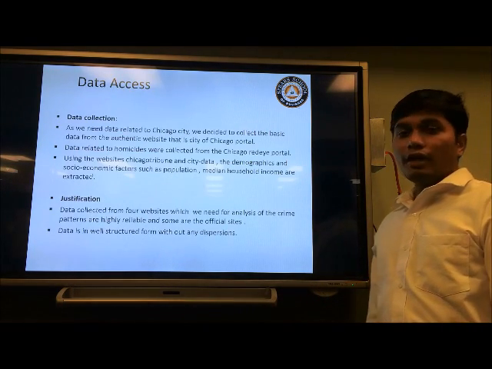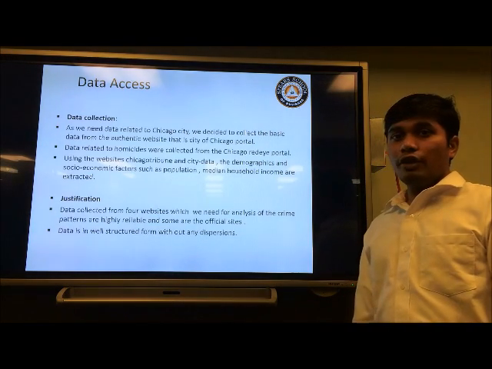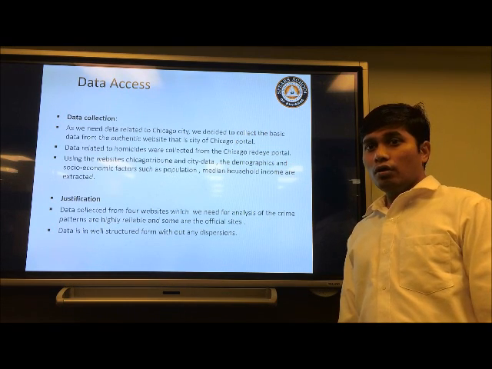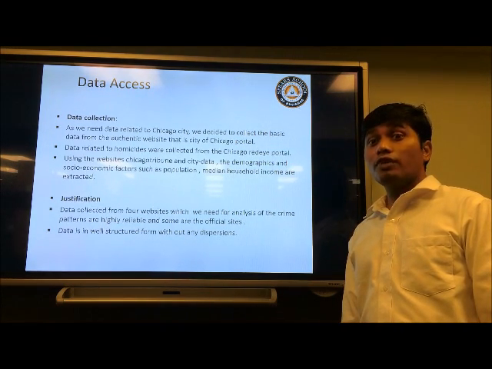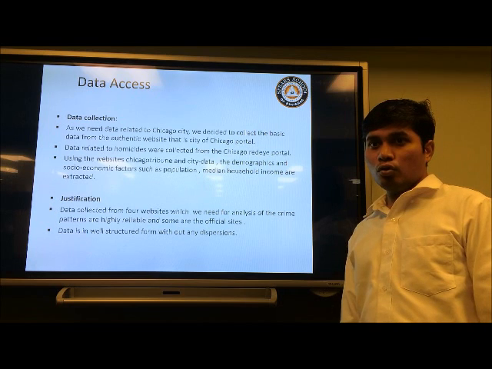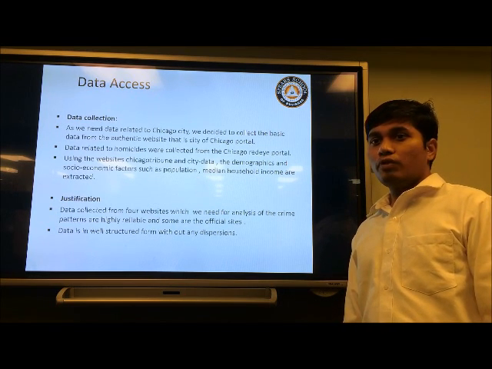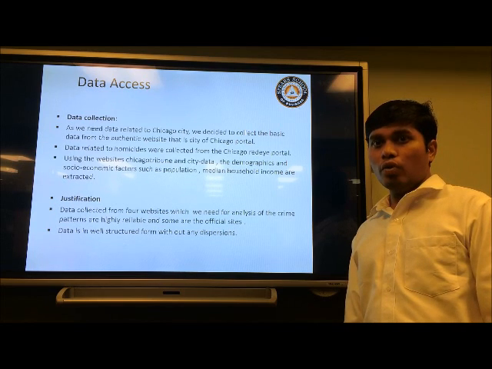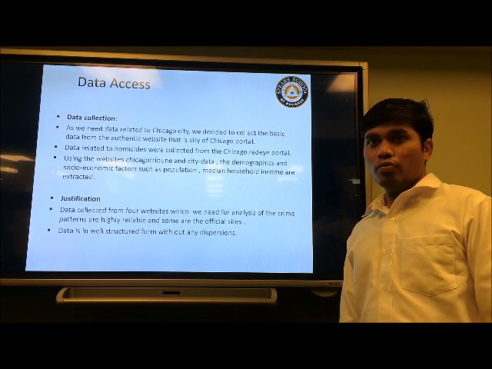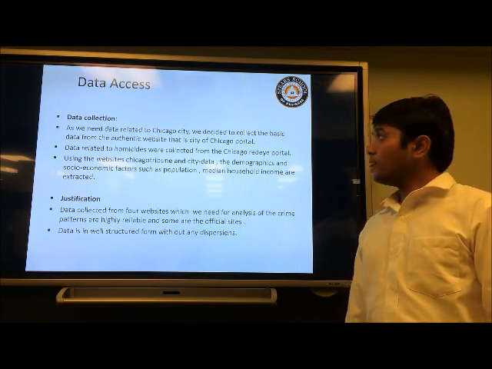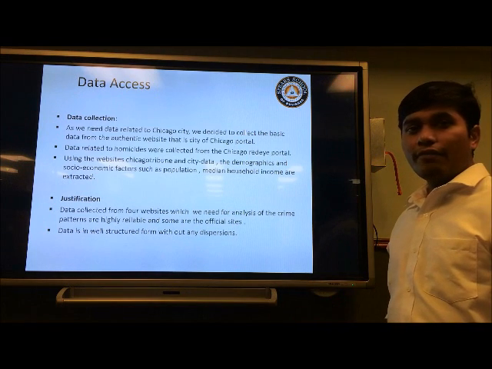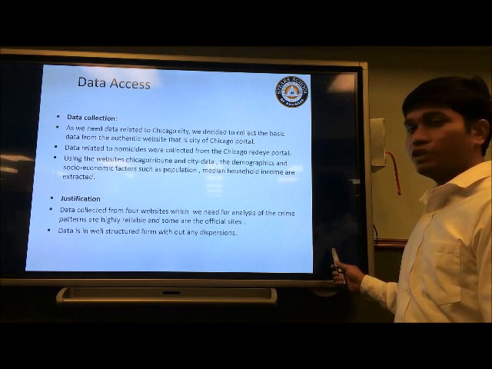Data access. As we need data related to Chicago City, we identified that we need to collect it from the Chicago data website, and the reason we went for it is that this is the official website. We collected this data from the Chicago data portal, and homicides were also collected from the RedEye portal. These 2 websites dealt with the homicides related to Chicago, and for the socioeconomic factors we used 2 websites, the Chicago Tribune and the City Data portal, and we realized that this is enough information to go ahead with data access. We identified that this is good data and also a trusted source.